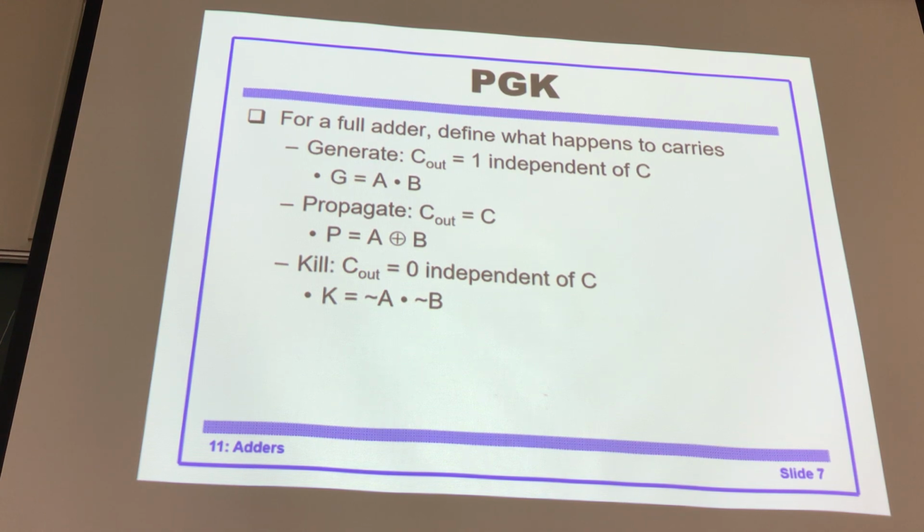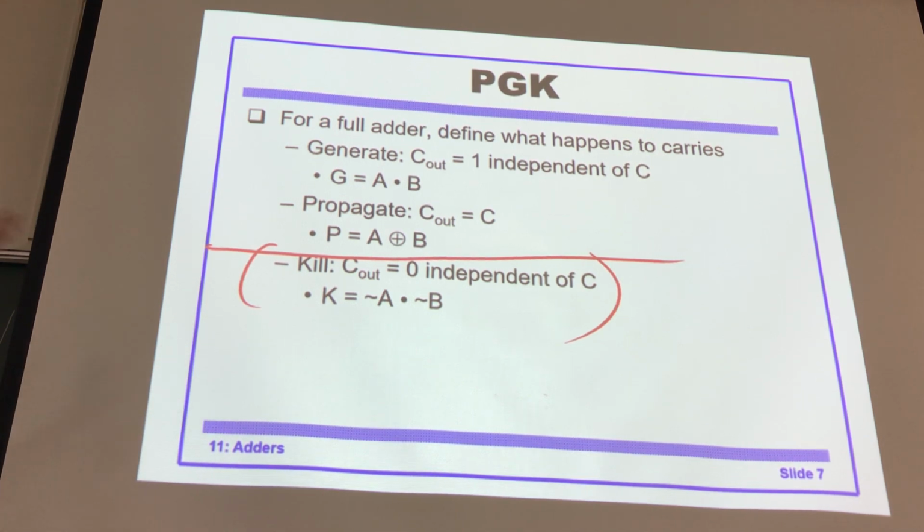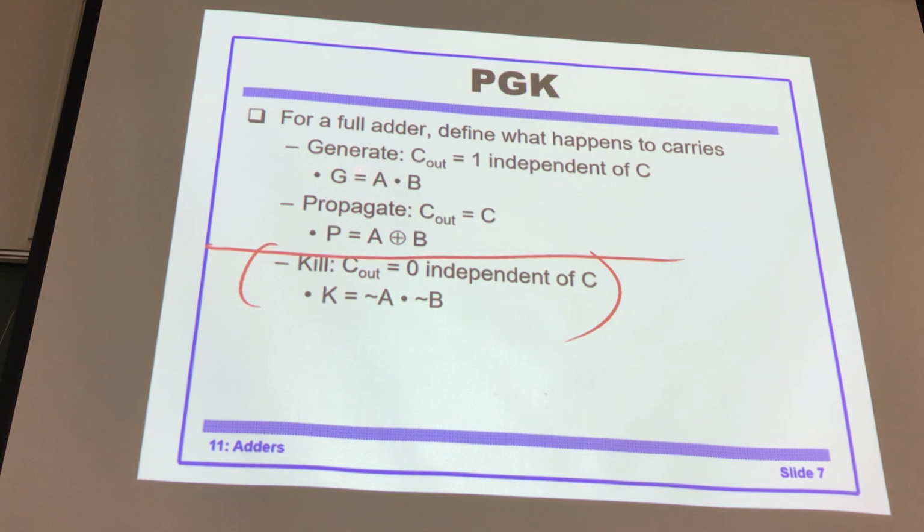PGK for full adder, we define what happens to the carry. G is carry generate. P is carry propagate. K is carry kill. But carry kill is only used in dynamic circuits for the adder design, so here we don't quite worry about that. You can just skip that. For static circuits, you only need to understand G and P.